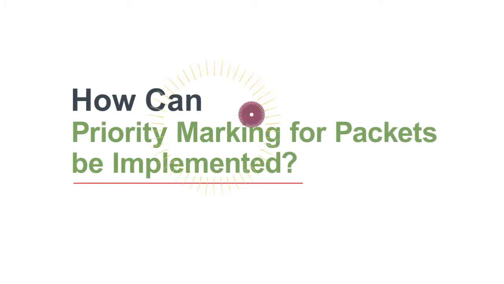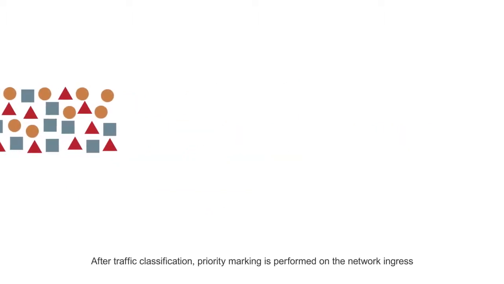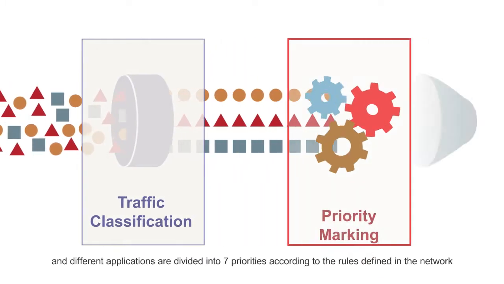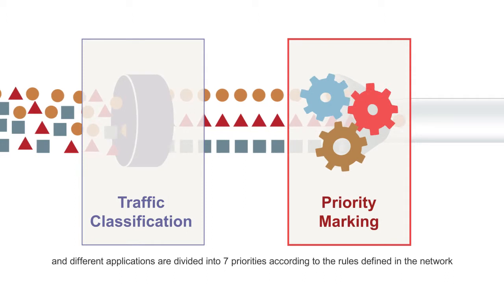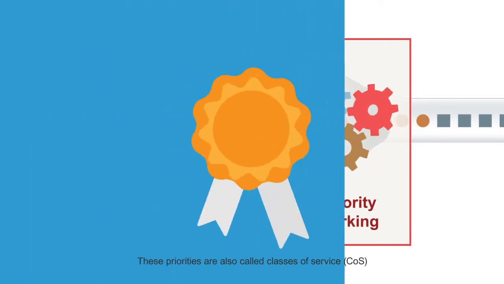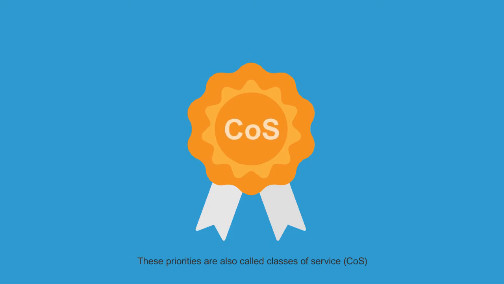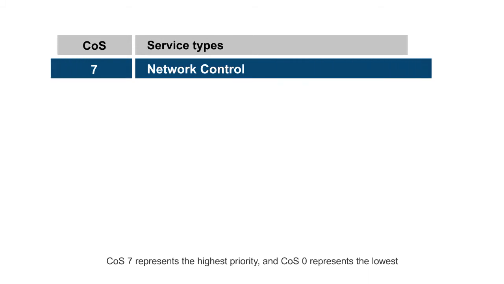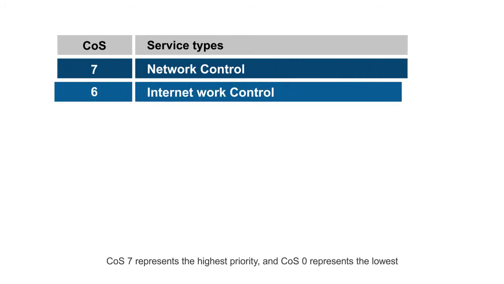How can priority marking for packets be implemented? After traffic classification, priority marking is performed on the network ingress, and different applications are divided into 7 priorities according to the rules defined in the network. These priorities are also called classes of service. QoS 7 represents the highest priority, and QoS 0 represents the lowest.